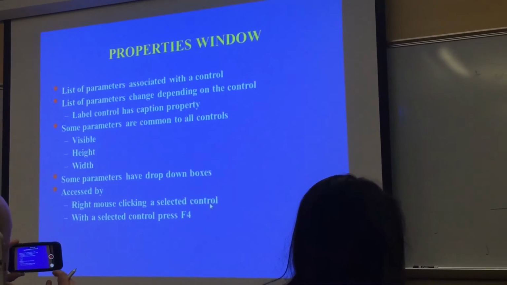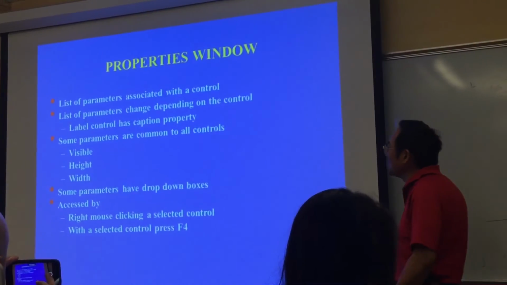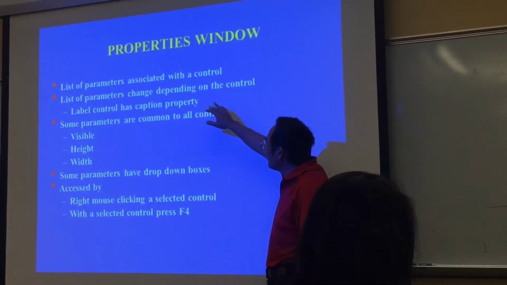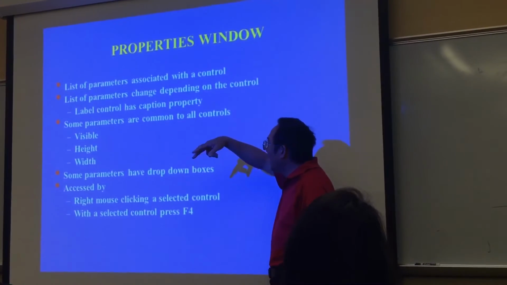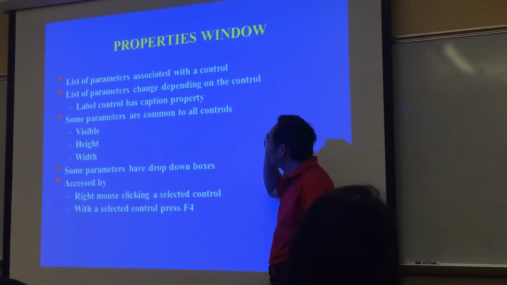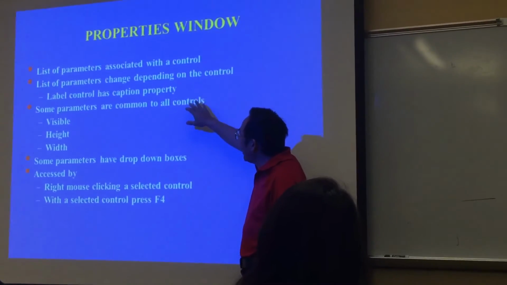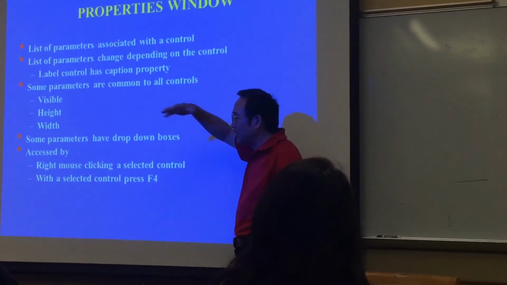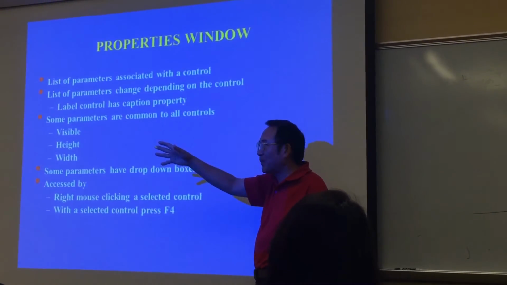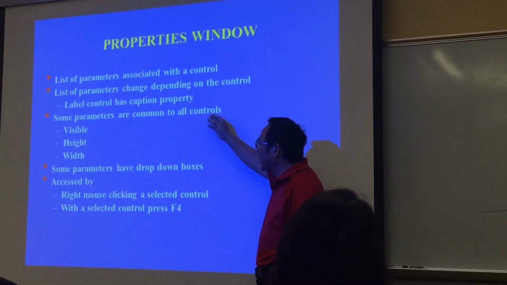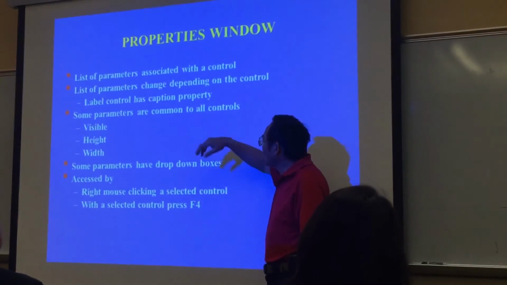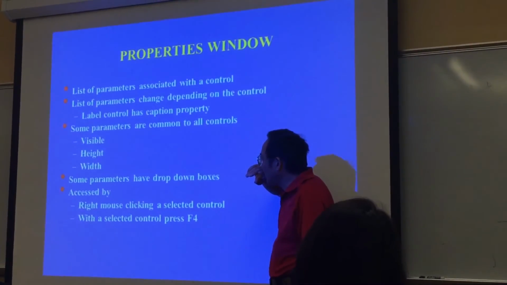All right, so the properties window. The other thing that appears on the screen is the properties window, and these are the parameters or properties associated with a given control. If you click on the control, the list of properties will change according to what the control is. One of them is the label control, which is used to display text. It has a property known as the caption property. When the label is displayed, what is in the caption property is what's displayed on the control.